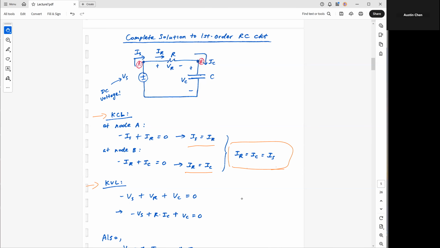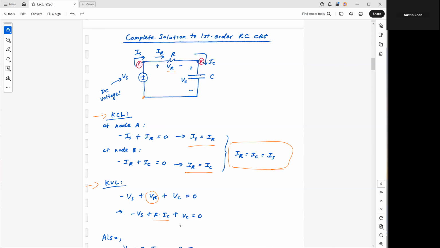And then the next one is KVL, right? So I'm going to start from here. So minus Vs, plus VR, the voltage drop across this resistor, plus Vc, which is the voltage drop across this capacitor, and this is equal to 0. Notice that the voltage VR here is simply equal to IR times R, simple Ohm's law. But instead of saying R times IR, I'm going to use R times IC, because I know IR and IC are the same, so I can use IC instead of IR. So I have this term here.